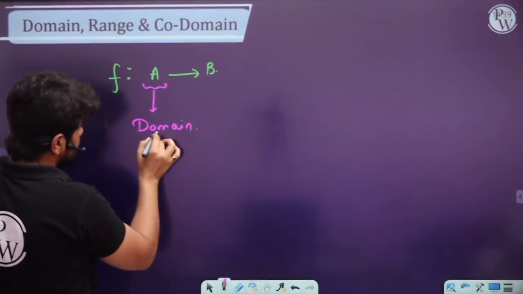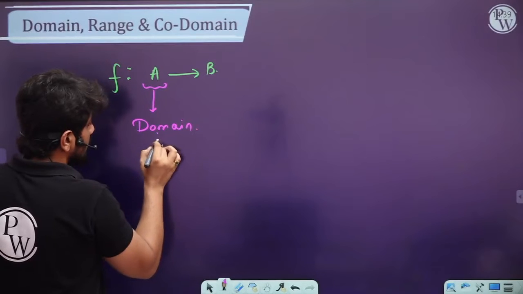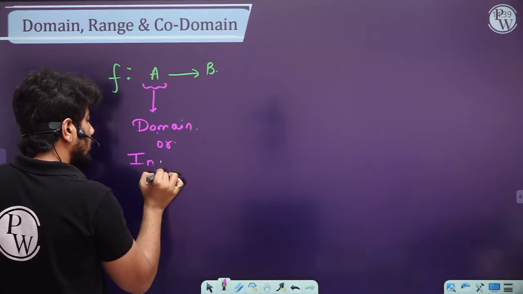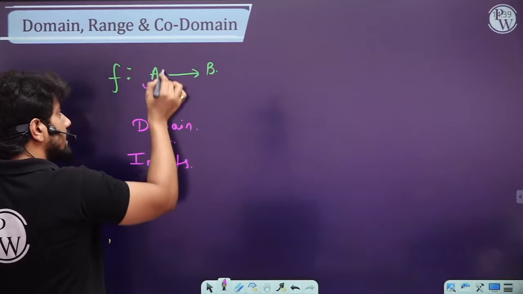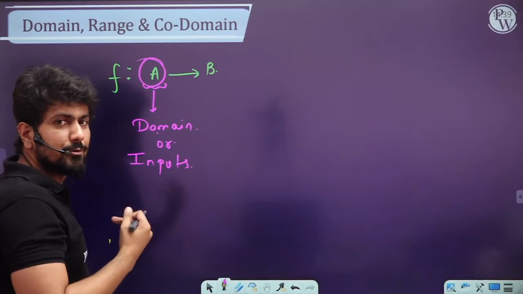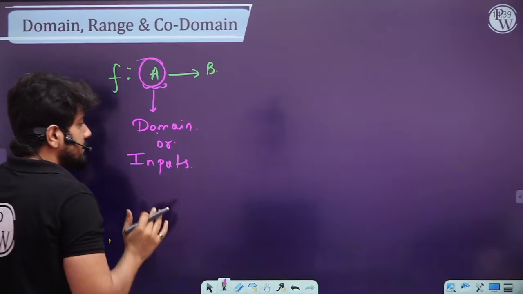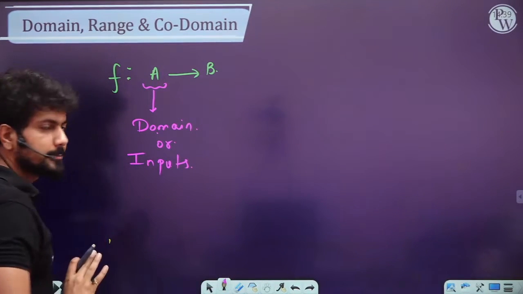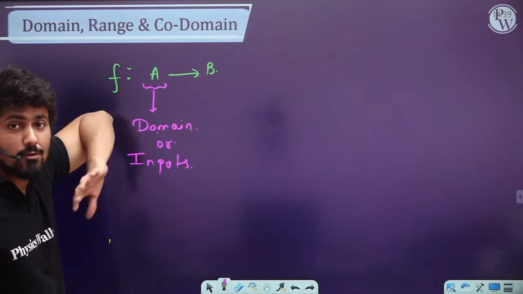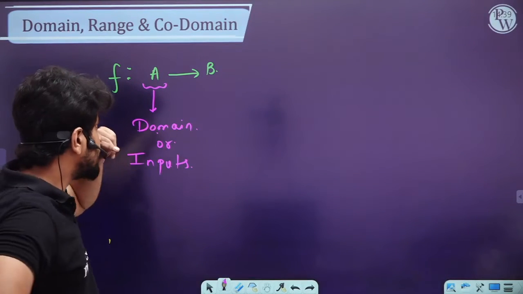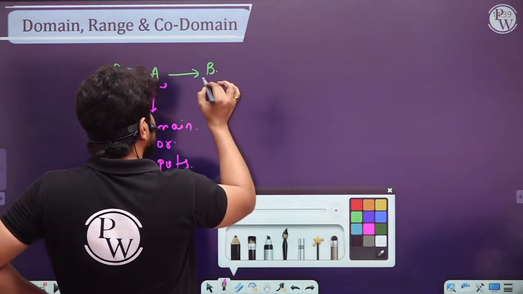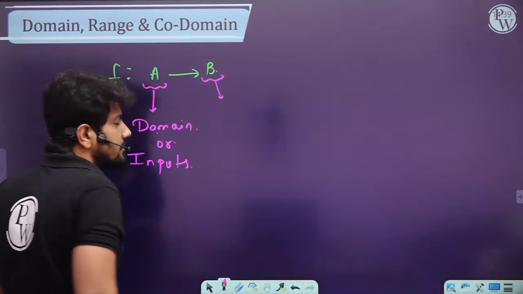We also call it input, or inputs. All the inputs are working, correct? We know that for a function, all the inputs have to work. So all the inputs, these are known as domain, or we call it input. If a function is defined from set A to set B, now this entire set B is known as what?